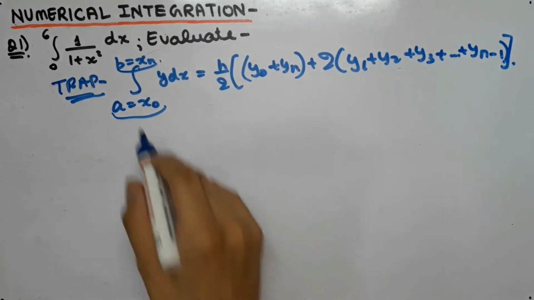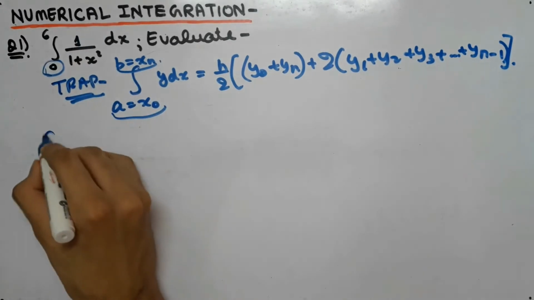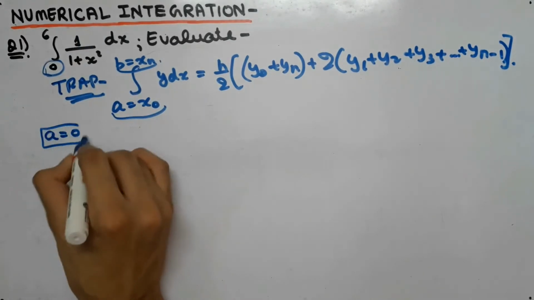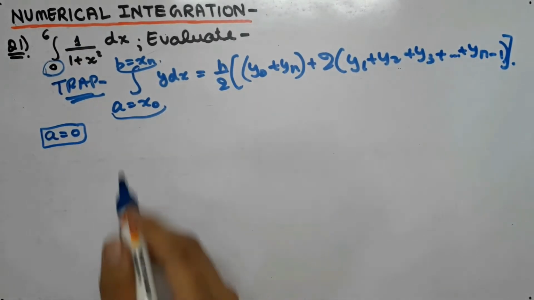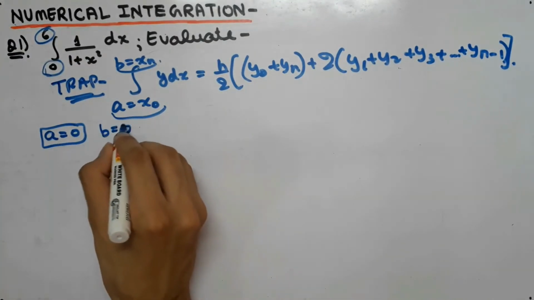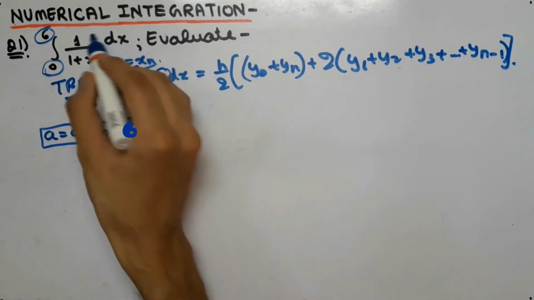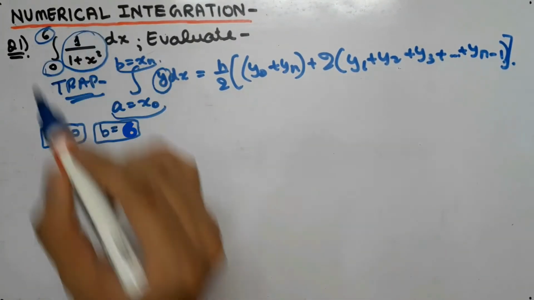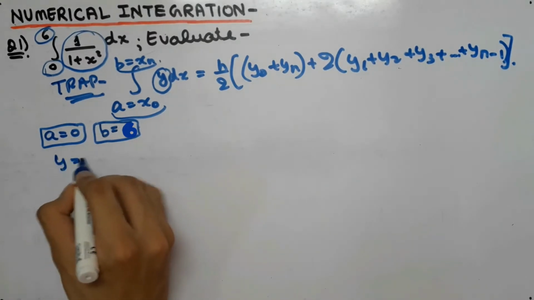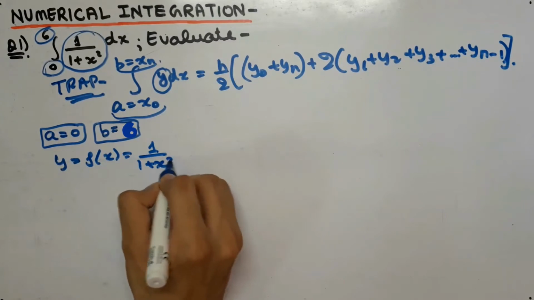So first of all, we are going to find the values of a and b. Now a is the lower limit of the integral. So from here we will get the value of a as a is equal to 0. Similarly, b is the upper limit of the integral, that is b is equal to 6. And the value of y is this part of the integral, that is, it is a function of x. That is, y is equal to f(x), which in this question is 1 upon 1 plus x square.